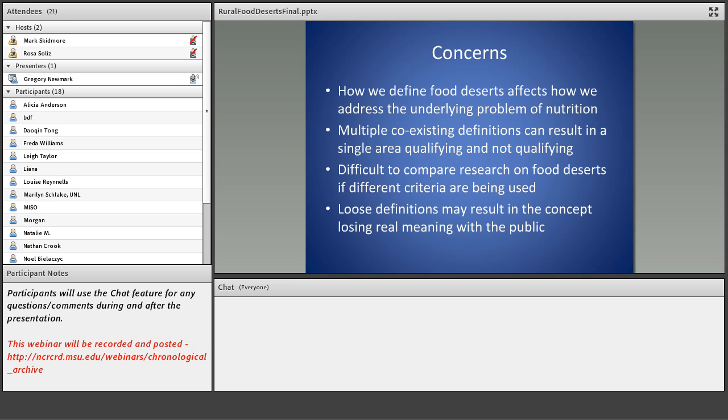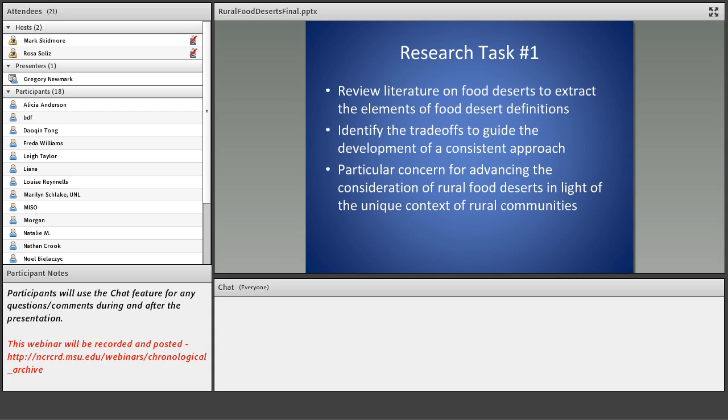And we're also nervous that if the criteria are too loose, the concept will lose its real meaning with the public, which could be a shame. I think that the meaning and the idea of a food desert is so powerful and resonant. We just need to make it really, truly meaningful.